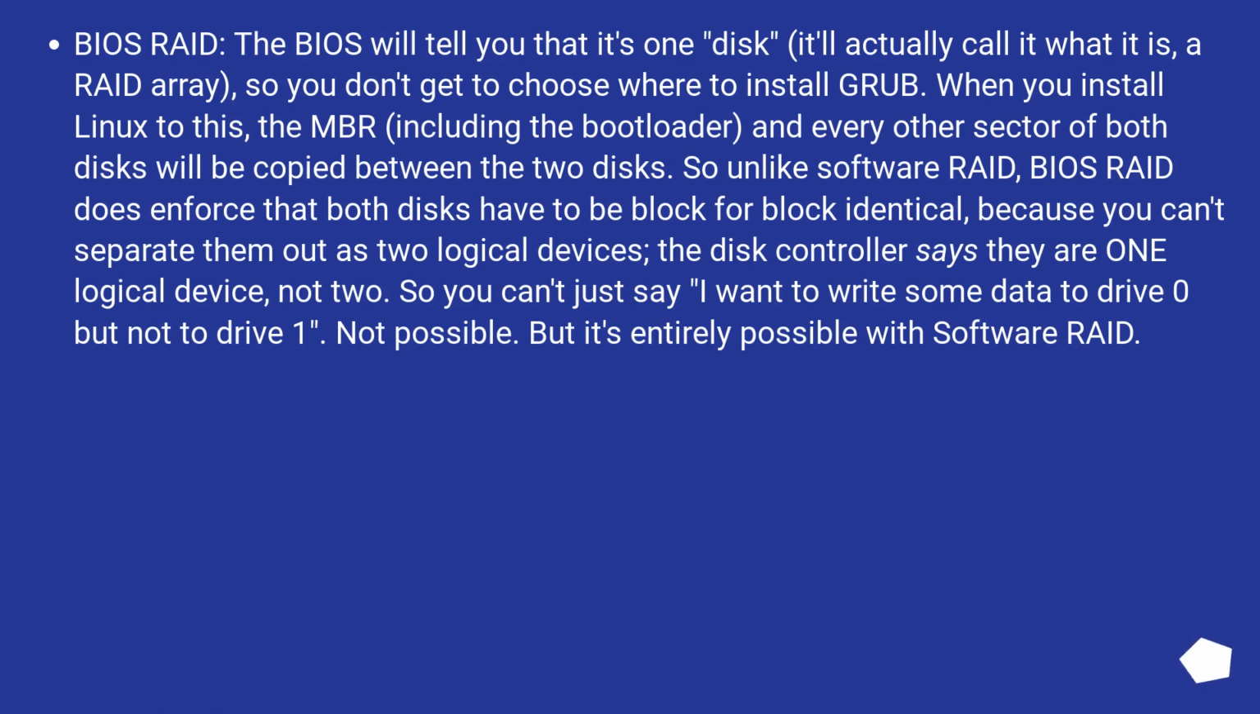BIOS RAID. The BIOS will tell you that it's one disk. It'll actually call it what it is, a RAID array, so you don't get to choose where to install grub. When you install Linux to this, the MBR, including the bootloader, and every other sector of both disks will be copied between the two disks.